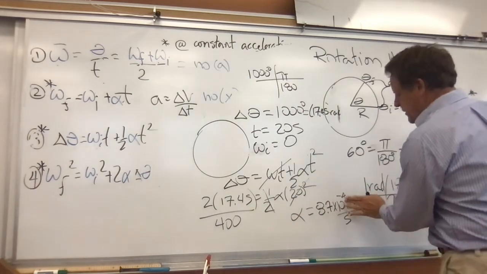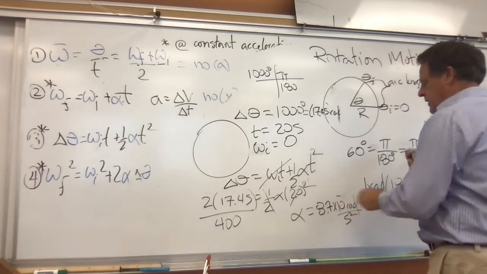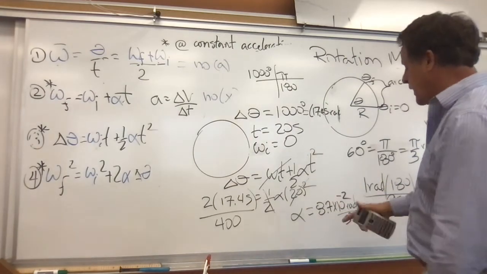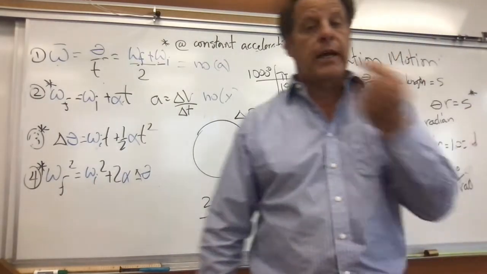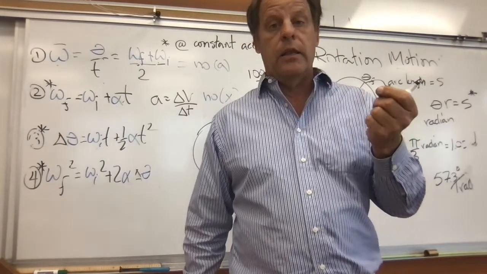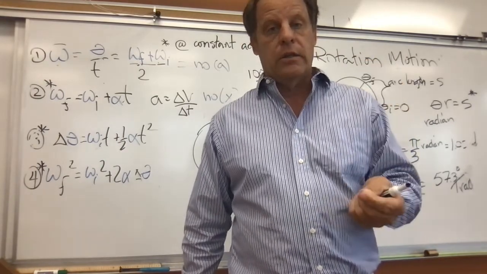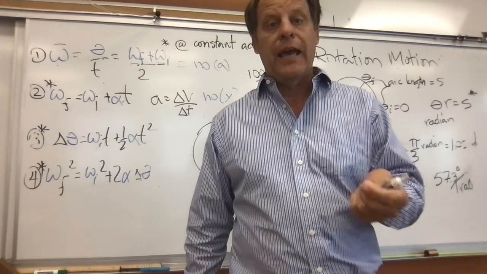This is times 10 to the negative 2. Times 10 to the negative 2. Okay, so that would be an example of how you would calculate the angular acceleration.